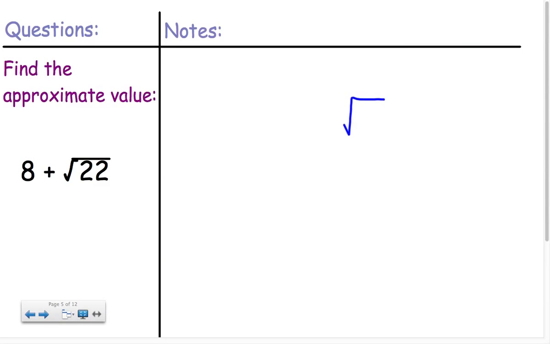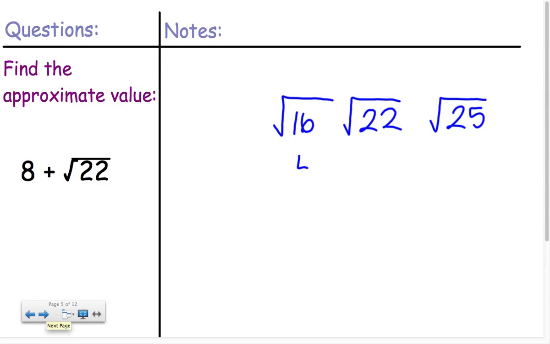So first let's find the square root of 22, and then we've got to add 8 onto it. 16 and 25 are the two nice square roots on both sides, so 4 and 5. This one is 6 away, this one is 3 away. So that means my answer is going to be closer to 5 than it is to 3.